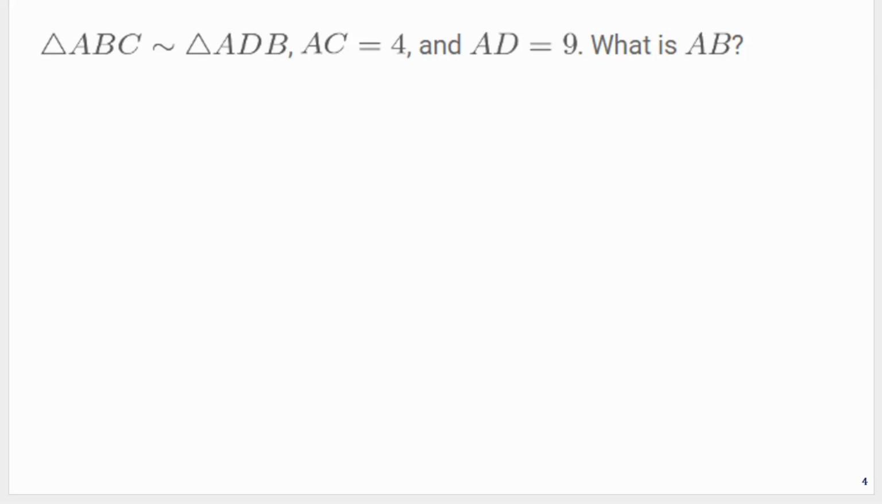Okay, remember when you write similar triangles, we write corresponding vertices in the same order. So if triangles ABC and ADB are similar, then corresponding sides must be proportional. So we have AB over AD should equal AC over AB, right?